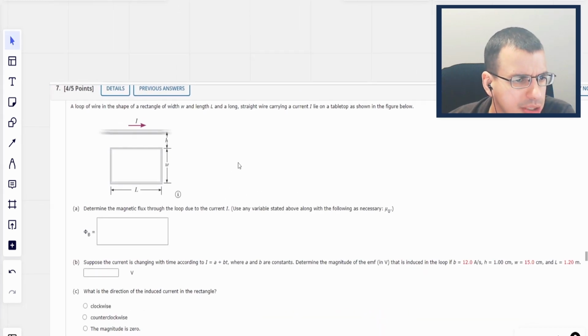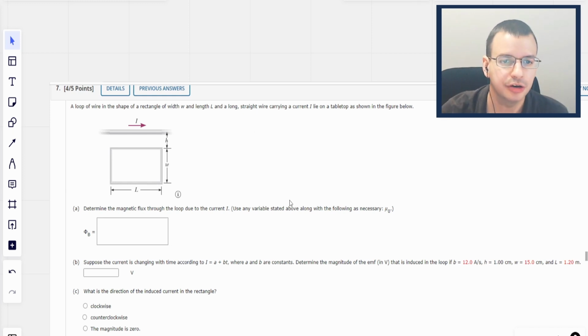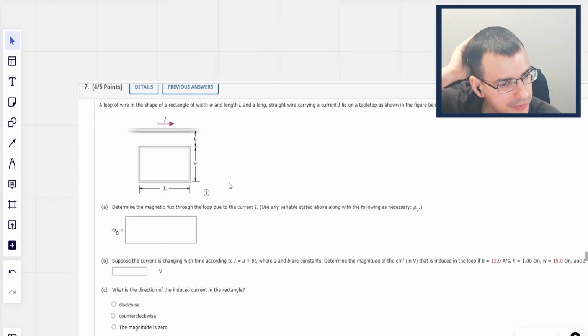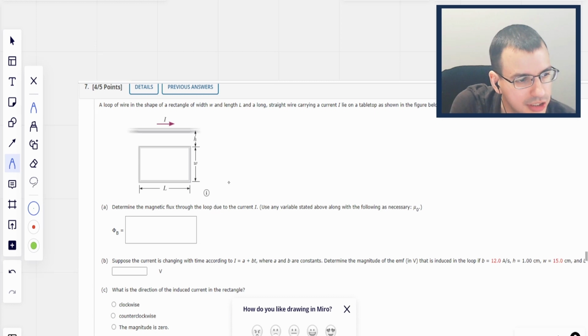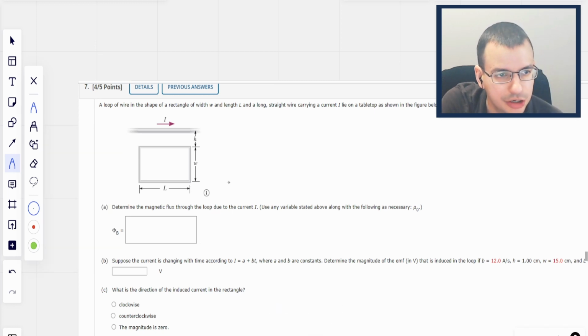A loop of wire in the shape of a rectangle, width W, length L, and a long straight wire, long meaning infinite, carrying a current I, lies on a tabletop as shown in the figure below. Determine the magnetic flux through the loop due to current I. Use any variables stated above as necessary.